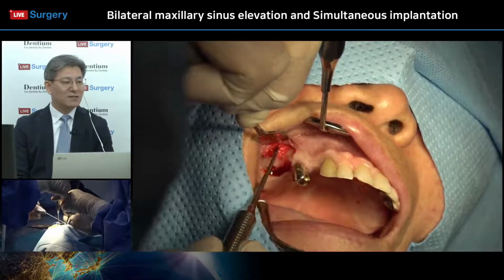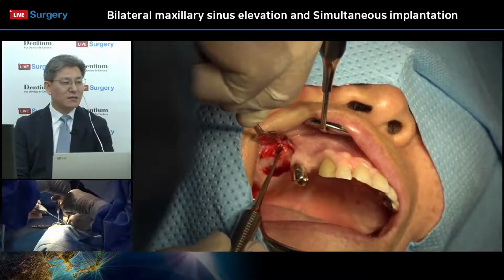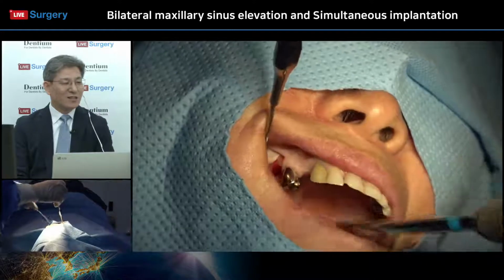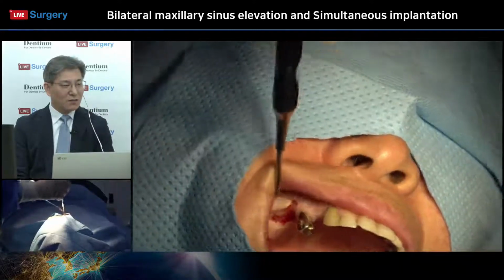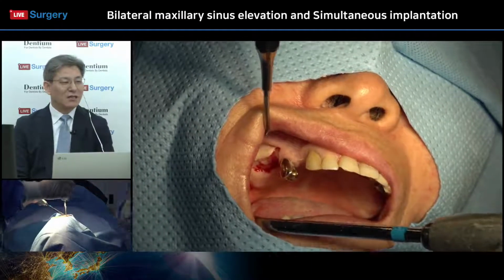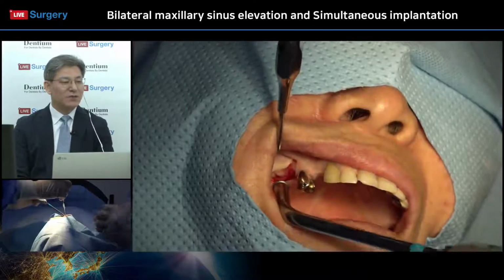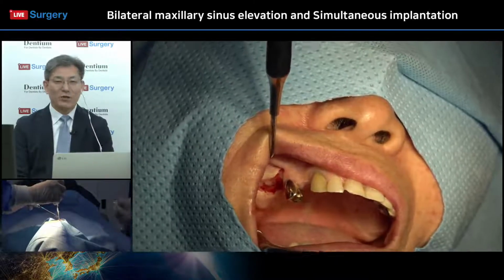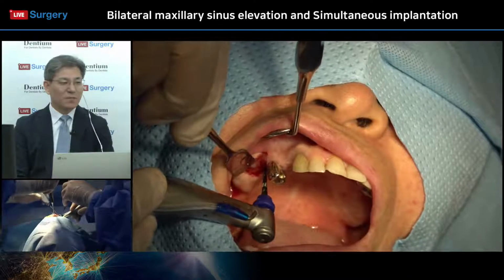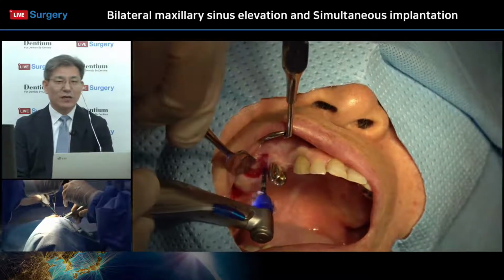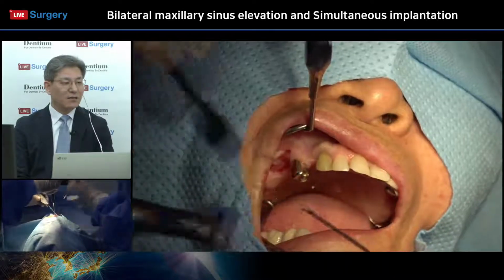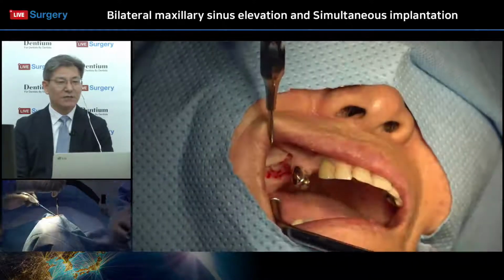Yeah, so first the lateral window and the sinus membrane separation and elevation. Some attendees may skip the very important grinding-out procedure and the membrane separation procedure. If you skip this procedure, you can see the recording of this live surgery view on the Dentium World website. Okay, and after that, making a hole for the implantation.